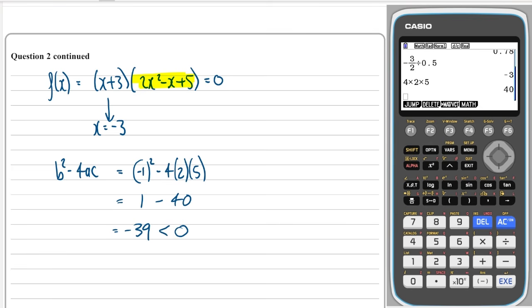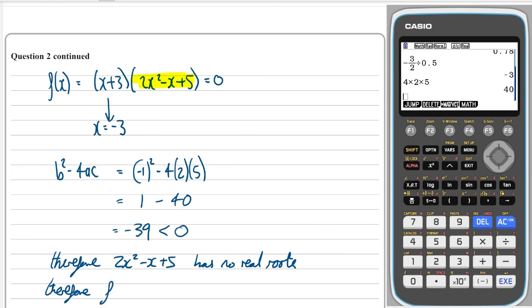And this is less than 0, and when this discriminant is less than 0, it has no real roots. If it equals 0, it has 1, and if it's greater than 0, it has 2. But if it's less than 0, it has no real roots. So we can say, therefore, 2x squared minus x plus 5 has no real roots. Therefore, f of x has only one real root, x equals minus 3, which you don't need to actually put, but that's just a little cherry on the top, as they say.